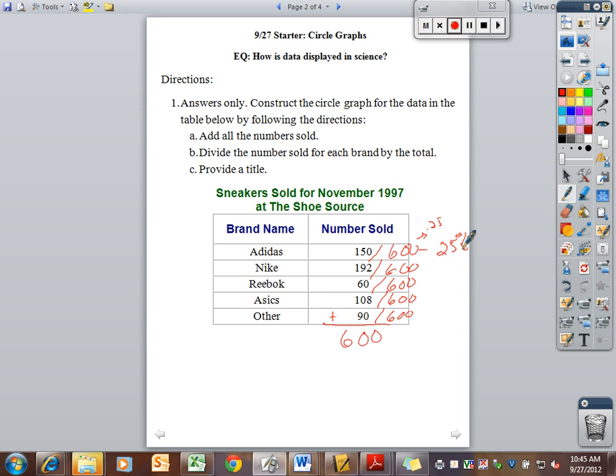192 divided by 600 gives me 0.32, but I move the decimal 2 times to the right, and that gives me 32%. Then 60 divided by 600, that one should be easy. 10%. Very good. 108 divided by 600 is 18%. And then 90 divided by 600, 15%.